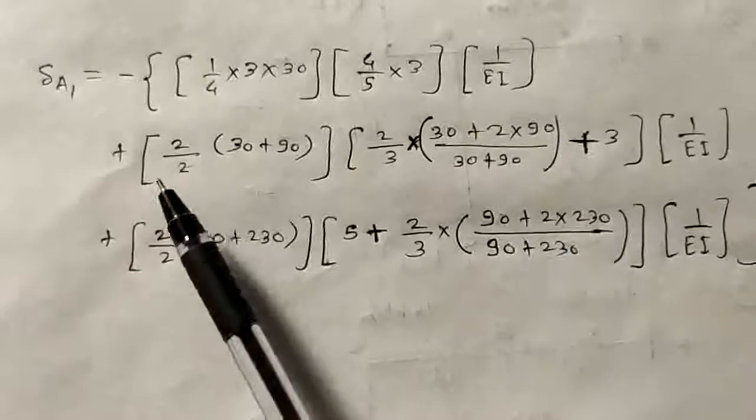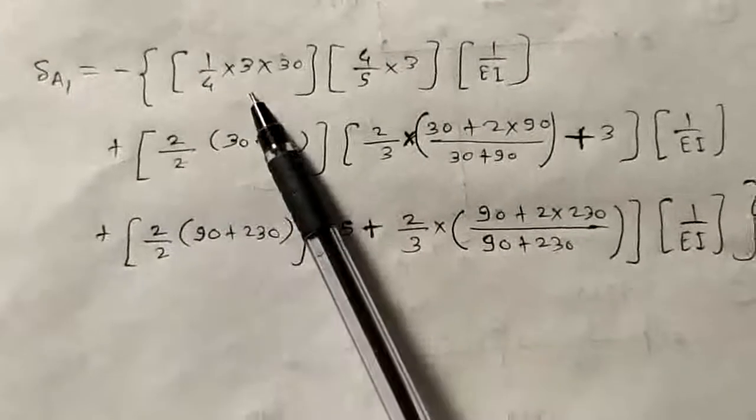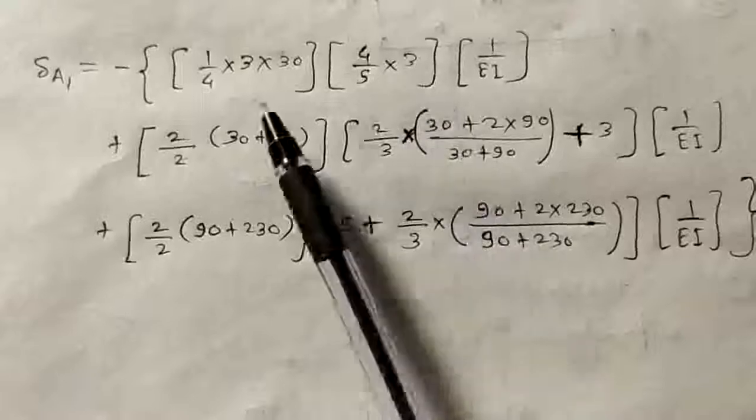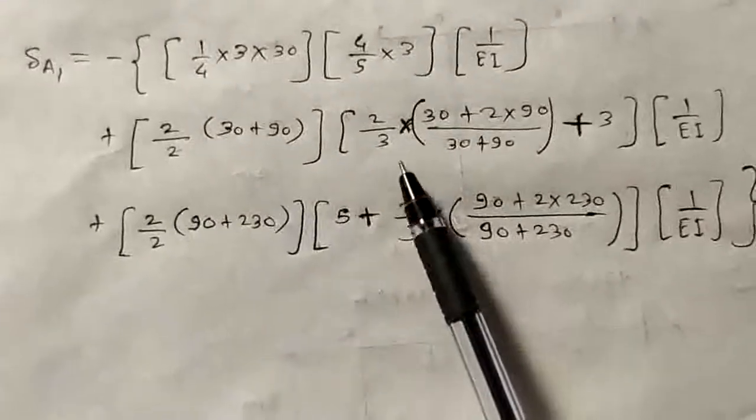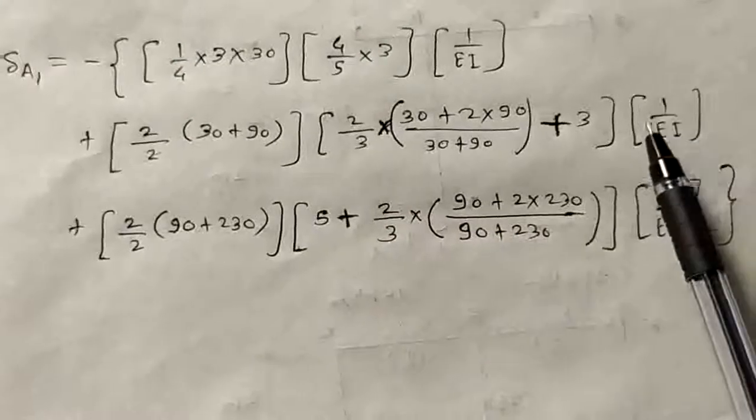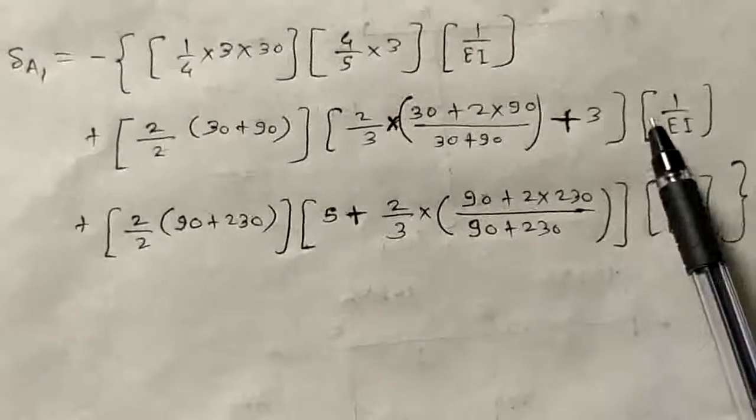Next, there is one cubic curve. Next, two trapezoids are there. So this is the area of the trapezoid into centroid distance into EI variation. Remember, we have to measure the distance from point A.